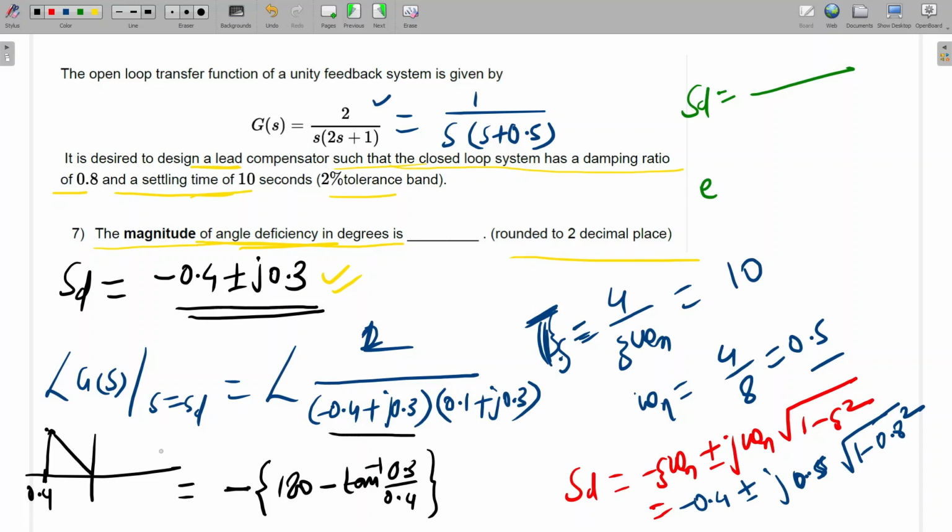What will be the other one? 0.1 plus j0.3. This will be the angle, and it will be in minus only, so here we can write directly minus tan inverse of 0.3 by 0.1. Is it correct? So this will be the angle at the desired pole. Is it clear to all up to now?